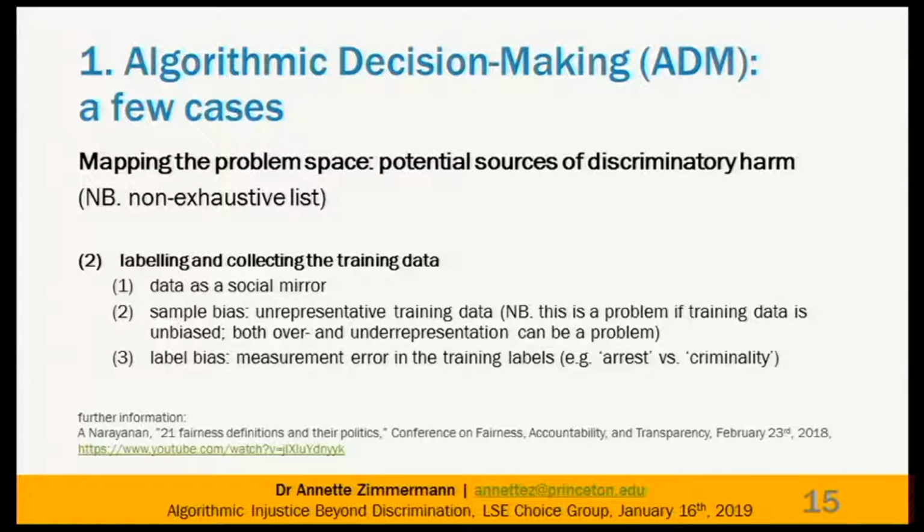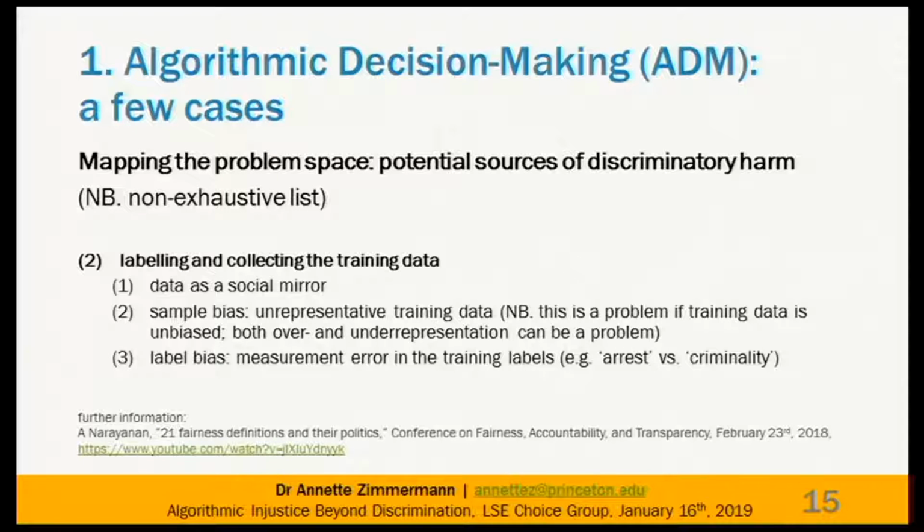So there's a lot of statistical literature right now that is concerned with how to correct for this unrepresentativeness in the training data. And I guess obviously both over- and underrepresentation might be a problem here. So it's not that only underrepresentation is the worry.